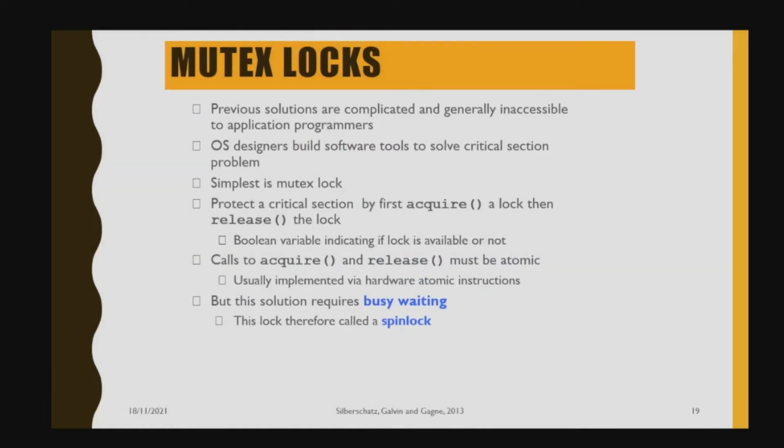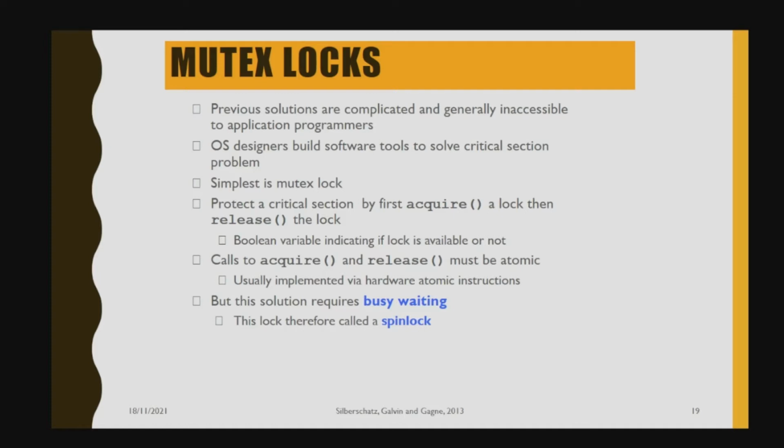The next part is about mutex locks. The previous solution is complicated and generally inaccessible to application programmers. So we have another approach, mutex locks. OS designers build a software tool to solve the critical section problem, known as mutex locks, the simplest one. It protects the critical section by first calling acquire, which allows entry, then the release function, like the previous slide.